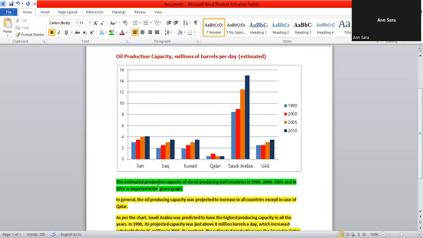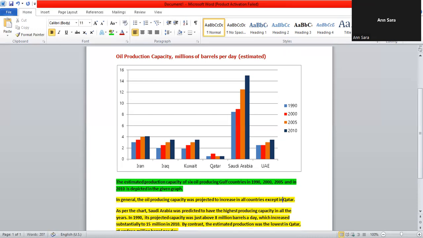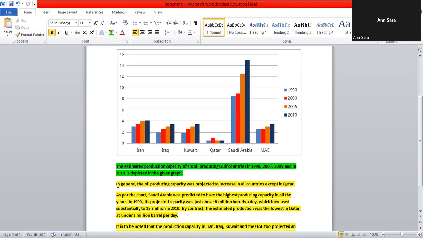In general, the oil producing capacity was projected to increase in all countries except in the case of Qatar. Except in Qatar. So there is a small correction. In general, you can see the oil producing capacity is expected to increase in all countries except in Qatar. That also is clear.